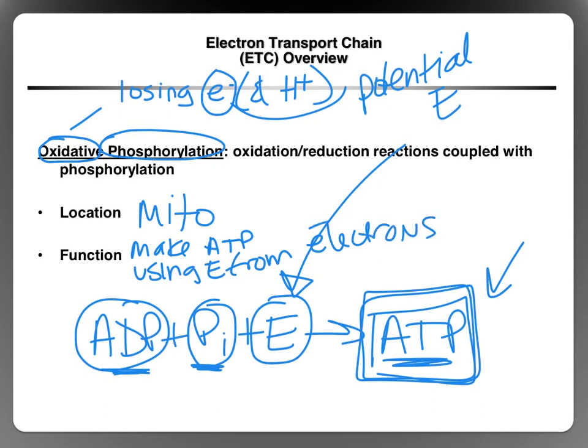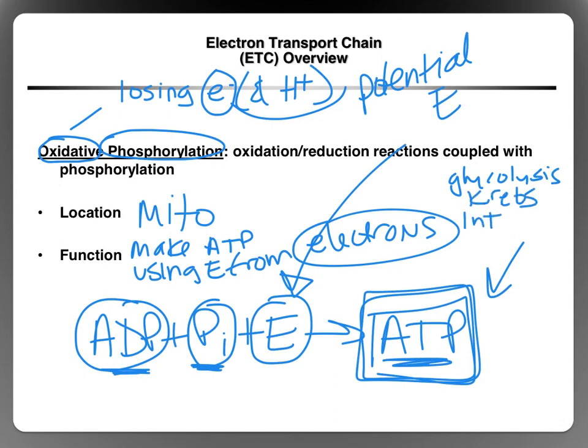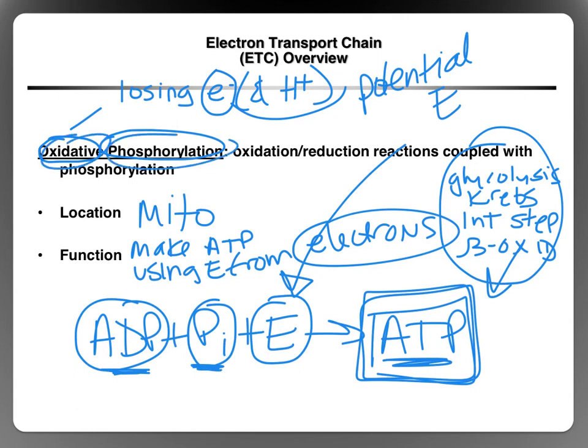Okay, and those electrons originated in glycolysis, Krebs, intermediate step, and as you'll see later, beta oxidation. So we've got hydrogens and electrons being released all over the place, carried to the electron transport chain. Within the electron transport chain, we get some oxidation, some phosphorylation, and therefore we produce ATP.